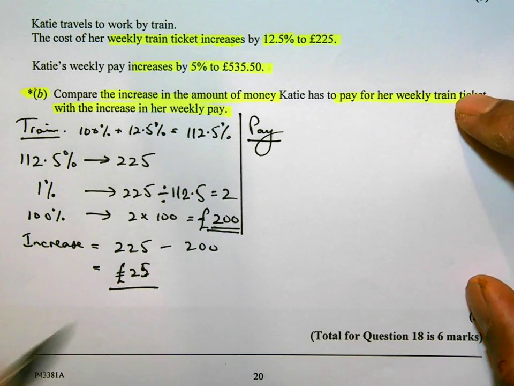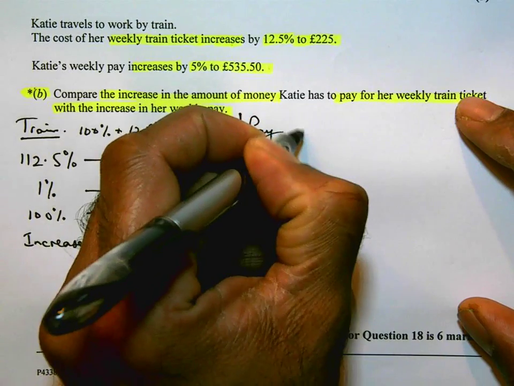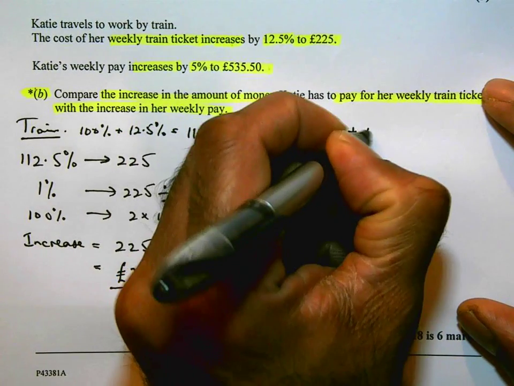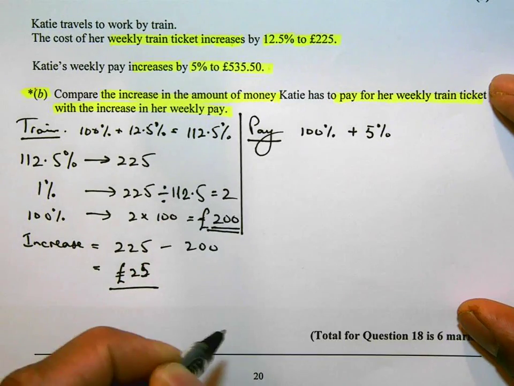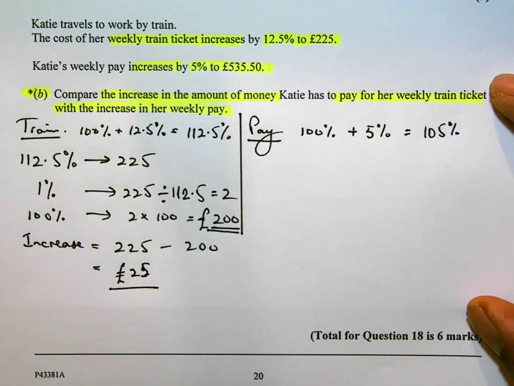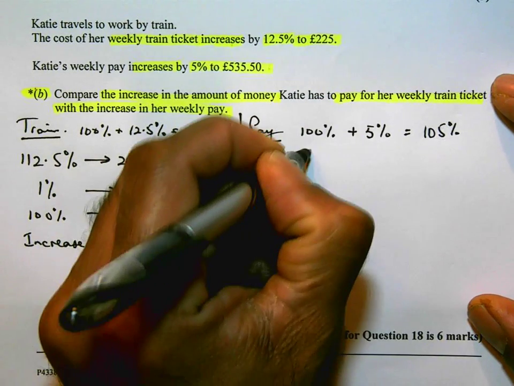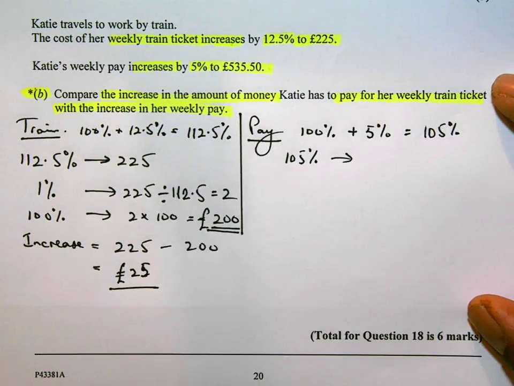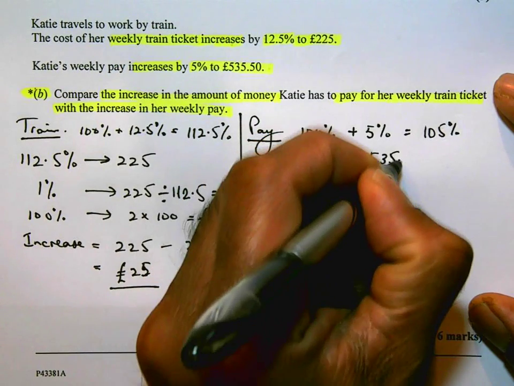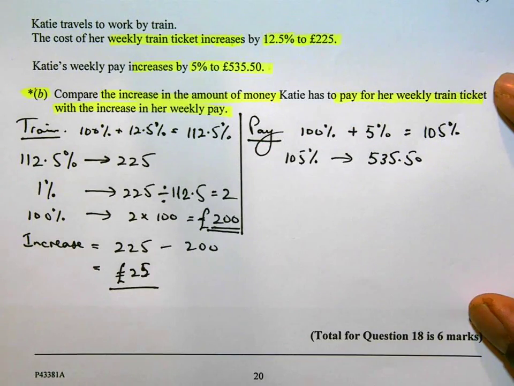Let's do the same type of working for her pay. Now her pay went up by 5%. If I do the same thing, her original pay was 100% plus an increase of 5%. That's 105%. So 105% is her new pay, which is £535.50.